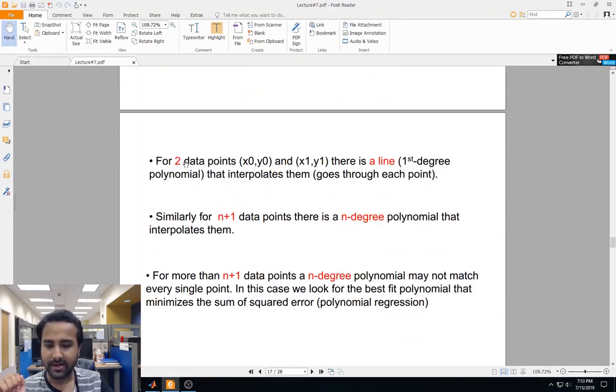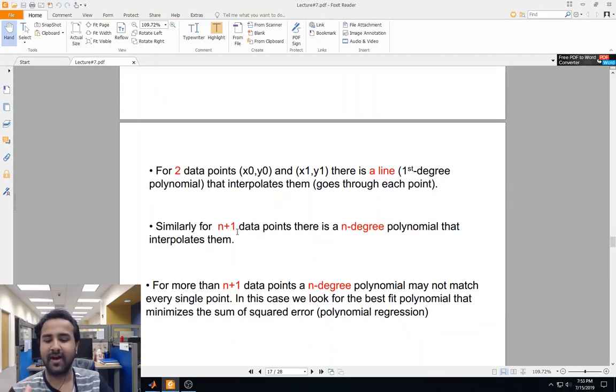So if you have only two data points, x0, y0, and x1, y1, you can connect them with a line and you can interpolate between them. And if you have n plus 1 data points, so like 5 data points, you are guaranteed to find an n-degree polynomial that interpolates between them. So if you have 5 data points, there exists a polynomial that goes through every single one of those data points.